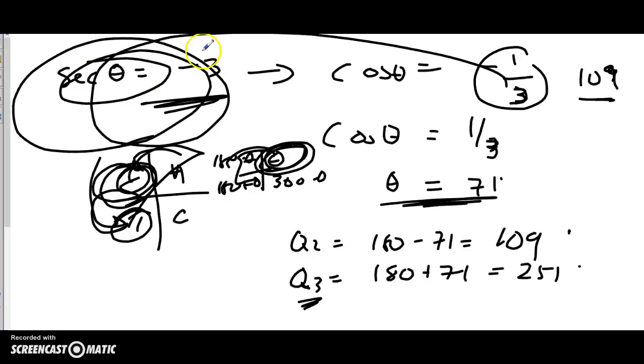Okay, so that's how I'm going to do those questions. There's a bunch of calculator steps on the back of that.